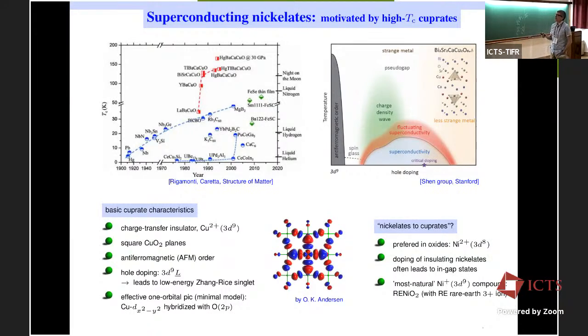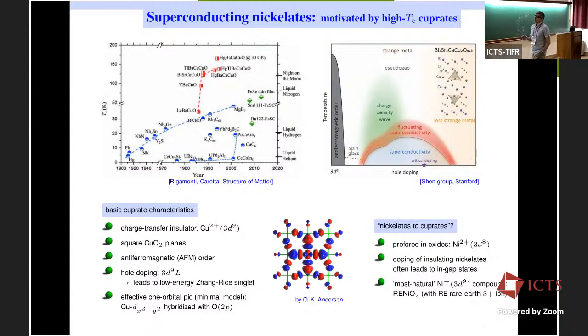So there's a phase diagram, as you know, stemming from the early days of 1986, where it was found that there is a 3D9 system as the geometry, and there's an antiferromagnetic order, and you dope it with some holes, and then you reach the superconducting dome with a Tc easily above 100K in newer systems.